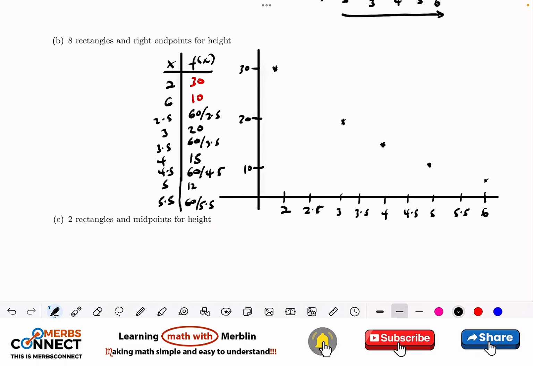So 2.5 will fall between this interval here. So let's give it somewhere here. 3.5 will be somewhere here. 4.5 will be somewhere here. And then 5.5 will be somewhere here. So we are going to have our graph to be of this form. Yes, very nice. So we have this point, we have this point, we have this point too as well.